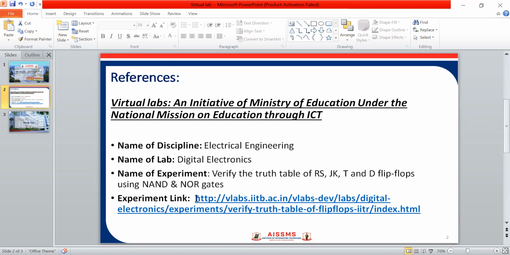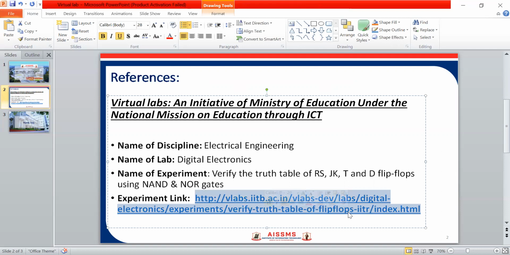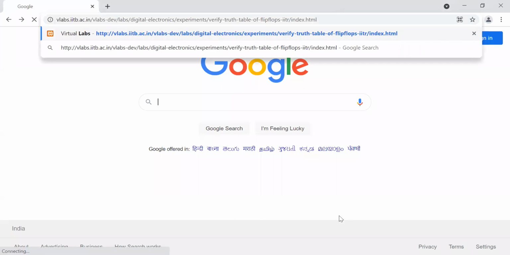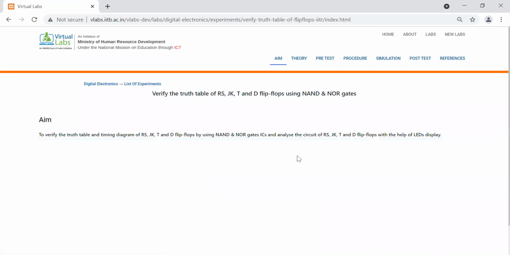In my previous session, we have seen how to go on the home page of this experiment. Here we can see the link with the help of which we can get the home page of the experiment. So I am going to use this link. So with the help of this link, we can get the home page of the experiment.